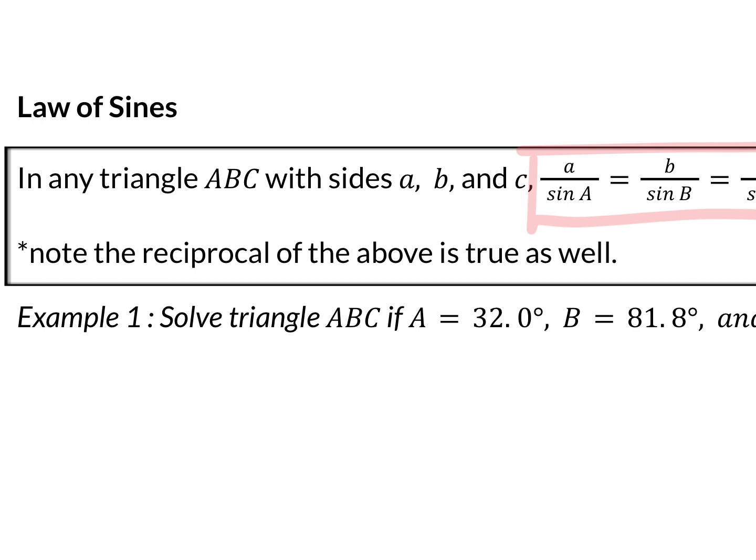The little a, b, and c, these are all sides. Actually, I'm just going to underline it. Those are your side lengths. And then the capital A, B, and C, those are our angle measures, okay? So if you see a capital letter, that usually denotes your angle. If you see a lowercase letter, that denotes your side.